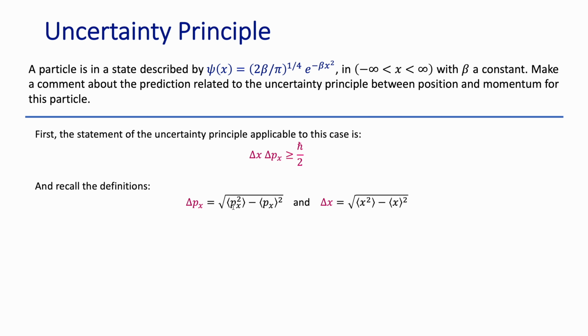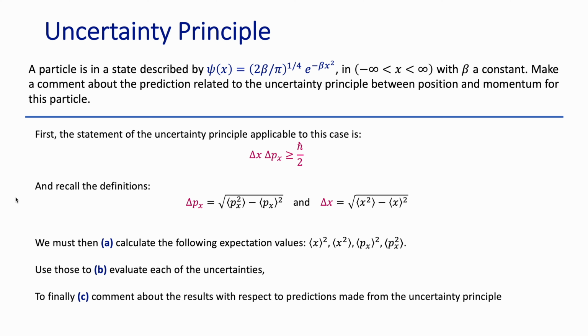The first one is, for example, in the case of the momentum, the expectation value of the momentum square, and the square of the expectation of the momentum. In the case of the position, the expectation value of the position square and the expectation value square of the position. So in order to make those predictions according to these definitions, we first have to calculate all the following expectation values, the ones that are included in these two formulas. Then once we have each one of those expectation values, we can combine them and substitute them in each of the expressions to evaluate the corresponding uncertainties. And finally, depending on the product between those two uncertainties, we can make a comment regarding the agreement or disagreement between our result and the uncertainty principle. So let's get into it.